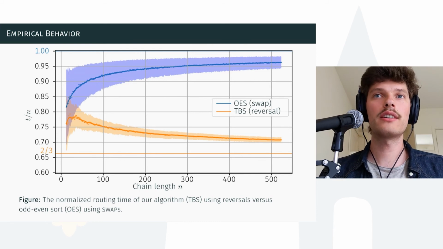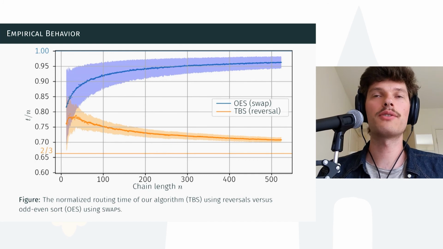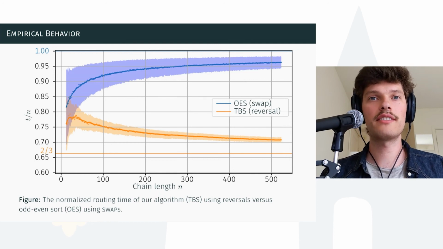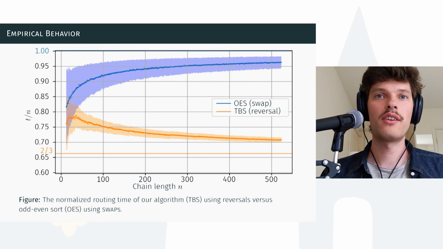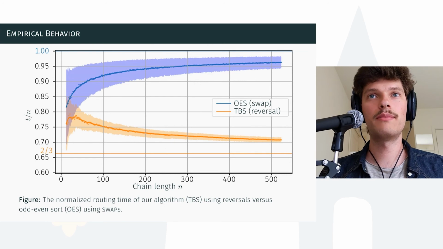So actually, from these results, we were motivated to prove that these algorithms approach these quantities. And we actually showed in an average case analysis that OES must approach an average case of 1, whereas our TBS algorithm will approach a time of 2/3 n.